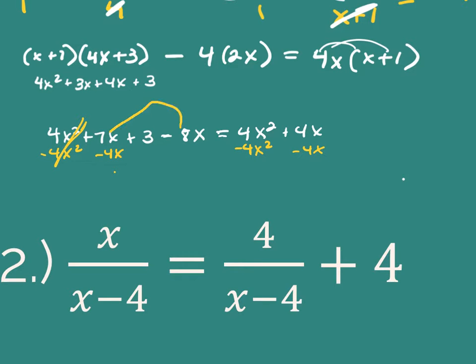Well, let me combine this first. This would be negative x, so negative x minus 4x is negative 5x plus 3 equals 0. 3 would equal 5x, and x would equal 3/5.